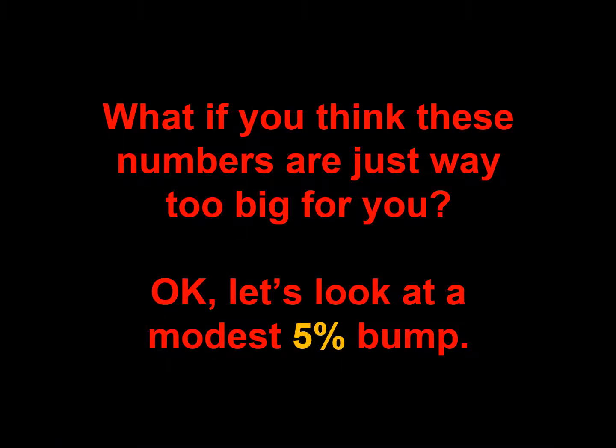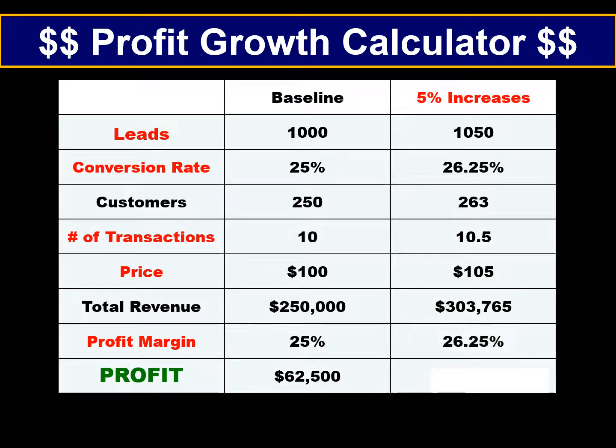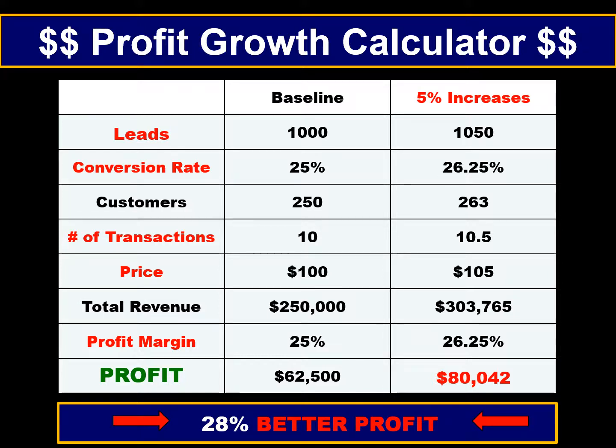So what if you think these numbers are way too big for you? Let's look at a modest 5% bump. Let's bump all the numbers by, let's say, 5%. Anybody can do 5%. Now, here we go. 5%. Goes up there, goes up there, goes up there, goes up there. Now it's 105. Goes up there a lot. Goes up there, goes up there. That's $80,000 profit over 62.5, what we had to begin. That's a 28% profit increase. That's tremendous.